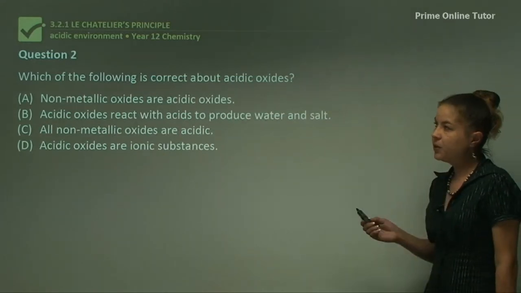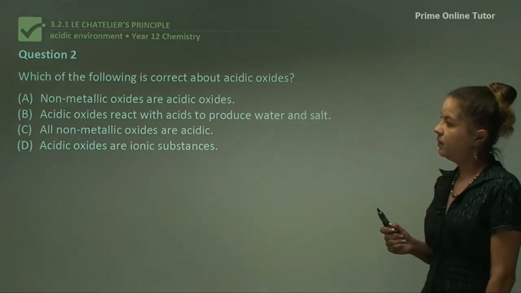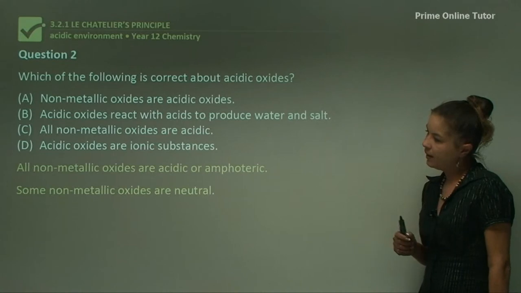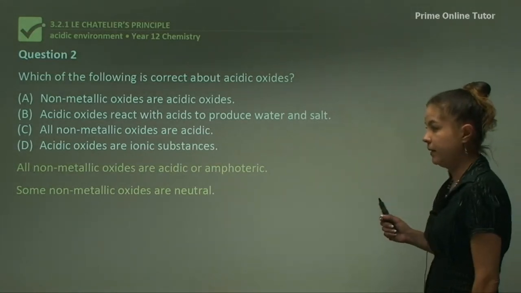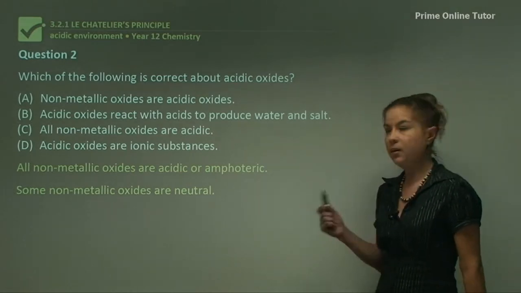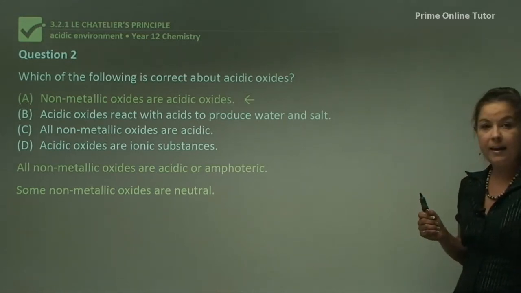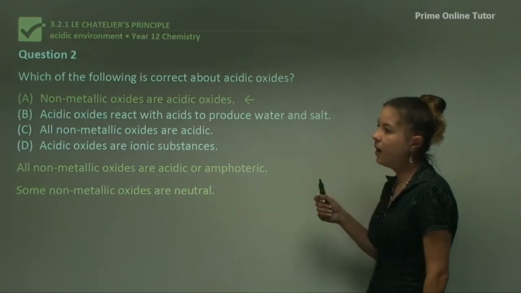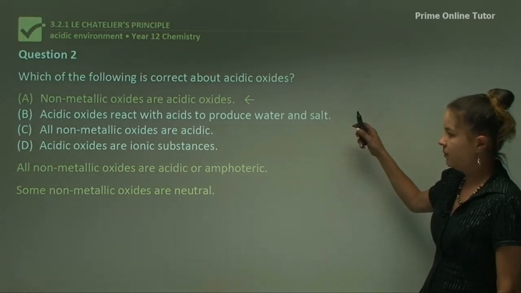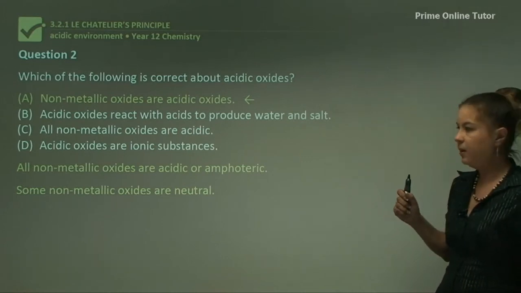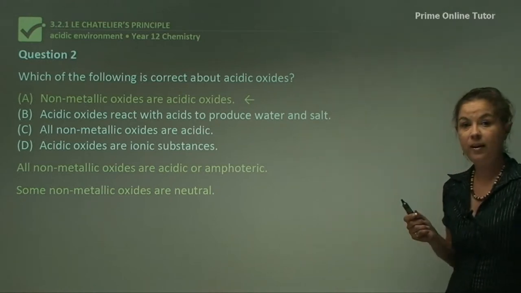Question 2. Which of the following is correct about acidic oxides? We'll have a look at the answers that we have. All non-metallic oxides are acidic or amphoteric, and some non-metallic oxides are neutral. So if we look at our options, the answer has to be A: non-metallic oxides are acidic oxides. The other parts, acidic oxides react with acids, all non-metallic oxides are acidic, acidic oxides are ionic substances, those three options are incorrect.